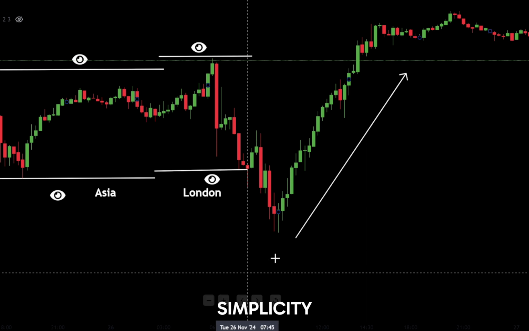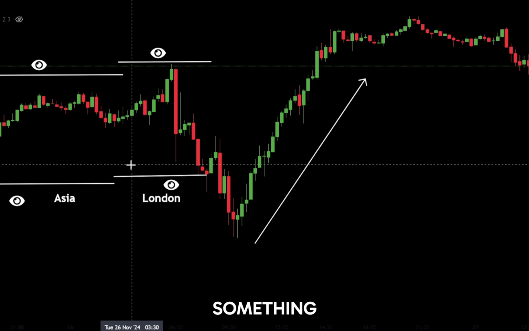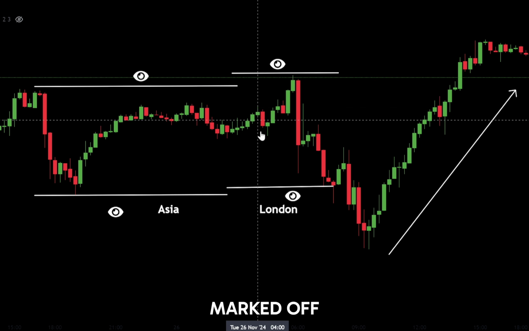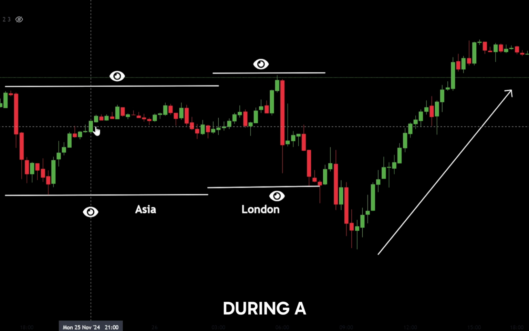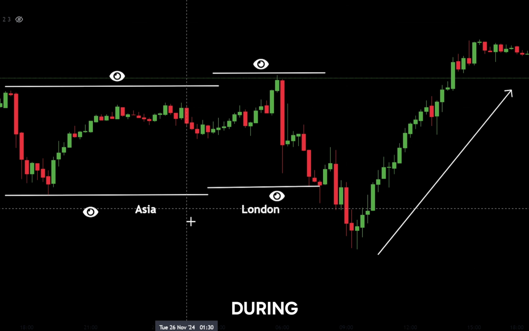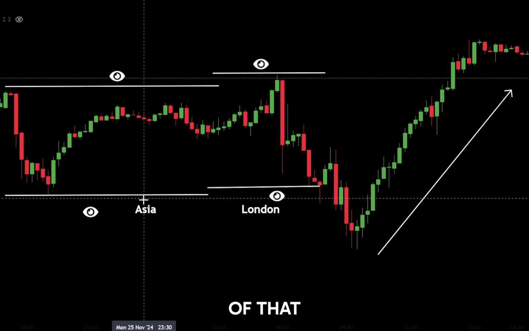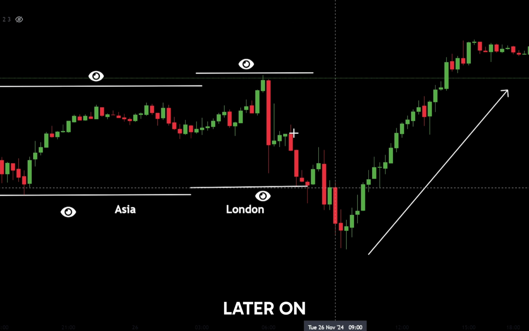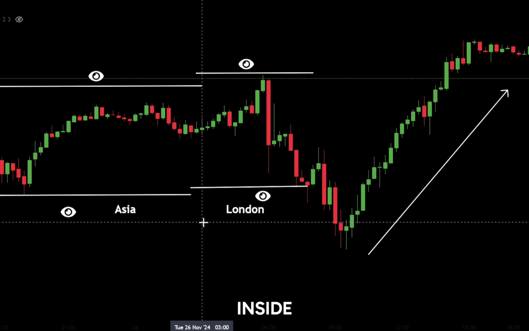In trading, simplicity matters more than complication. You have to simplify into something repeatable that actually works. So if you see right here, I have marked off Asia and London. Session-based liquidity is important because during a particular session, and the three sessions we have are Asia, London, New York, there are orders trapped above the highs and also the lows of that session. They become a powerful magnet for price to come back to later on in the day and test if the orders, buyers or sellers, are still there inside of the market.